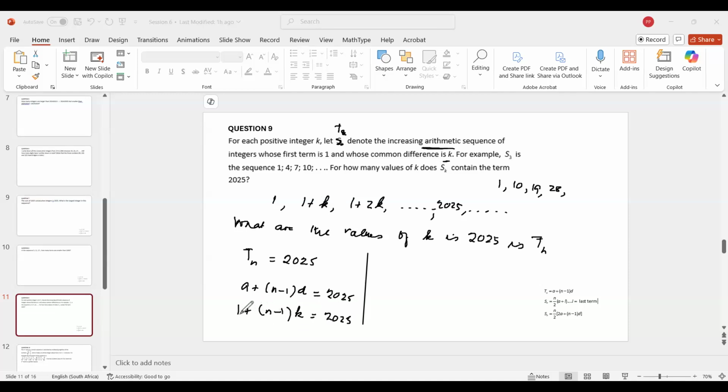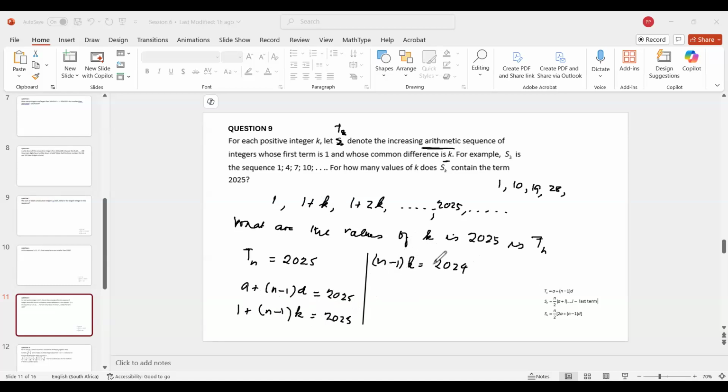So let's take the 1 on this side to the other side. So I have n minus 1 times k is equal to 2024. Because if you take the 1 to the other side, the sign changes, and you get 2025 minus 1. At this stage, many people will get stuck and they wouldn't know what to do.